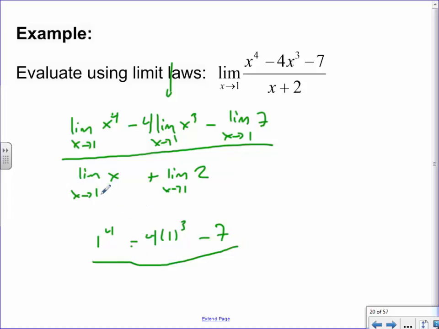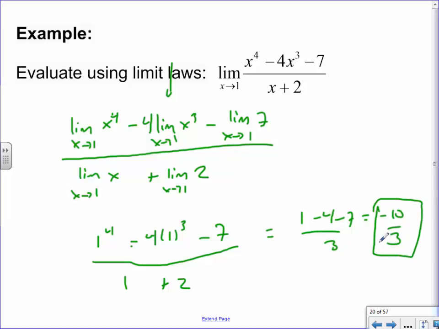Over here, I'm going to plug in x is 1. Well, it'll just give you 1. Here, I'm going to plug in what happens when x gets close to 1. There is no x to plug in for, so it'll just be 2. So my final answer is going to be 1 minus 4 minus 7, which is, I believe, negative 10. And then 1 plus 2 gives you 3. This is what happens in that particular function. When x gets close to 1, the limit gets close to negative 10 over 3.